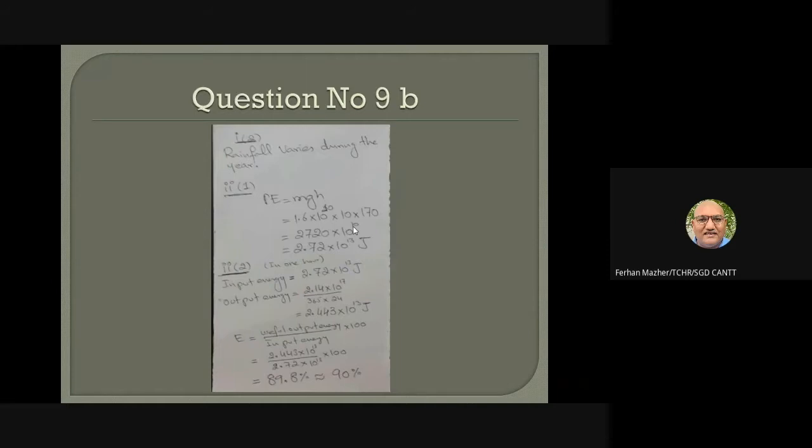I hope that you have understood this numerical and you are able to do this. If you have a hard copy in front of you or a notebook, kindly do this numerical. The only problem in this numerical was that the input energy we calculated was for 1 hour, and the output energy we calculated was for 1 year. That's the main problem in this numerical.